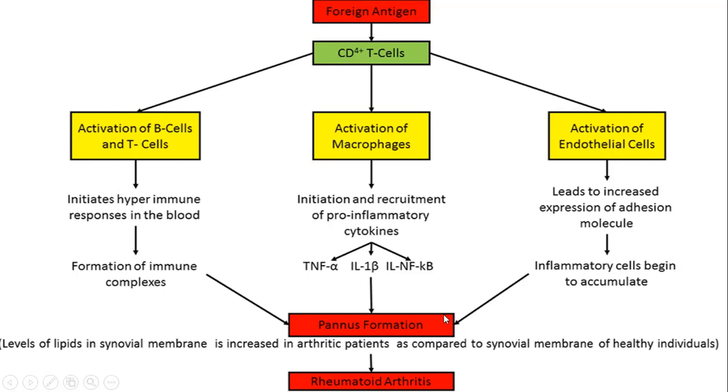Now, all of these events lead to pannus formation, such that the level of lipids in the synovial membrane is increased as compared to the synovial membrane of healthy individuals. Repeated activation of these immune cells would eventually lead to the manifestations of rheumatoid arthritis.